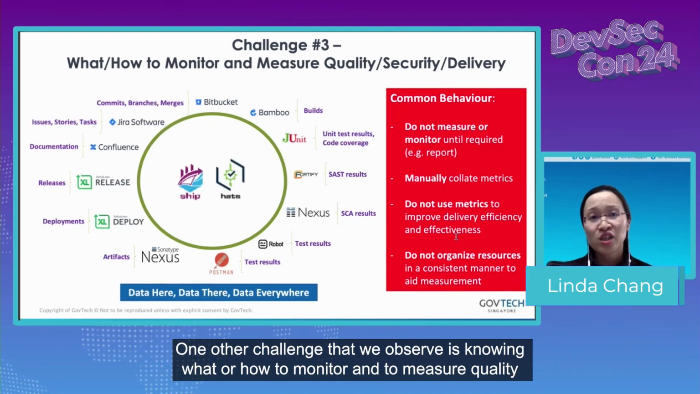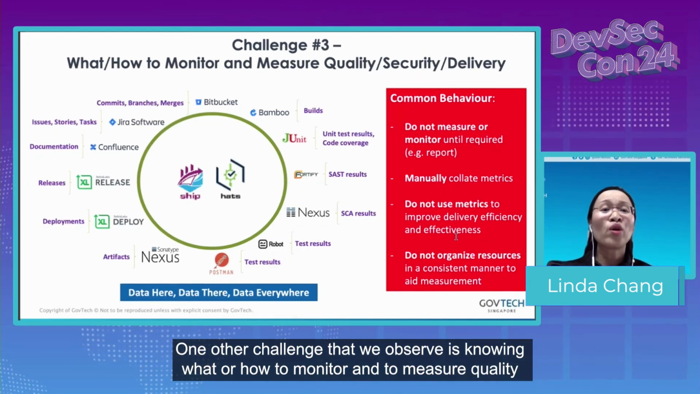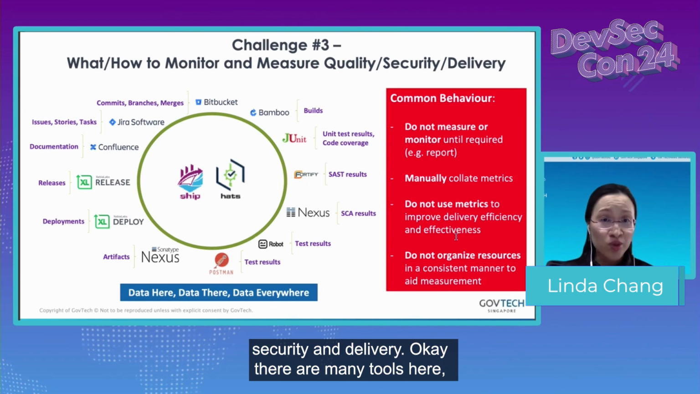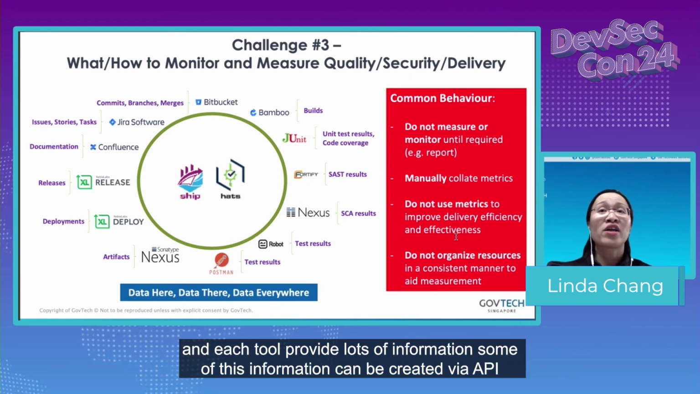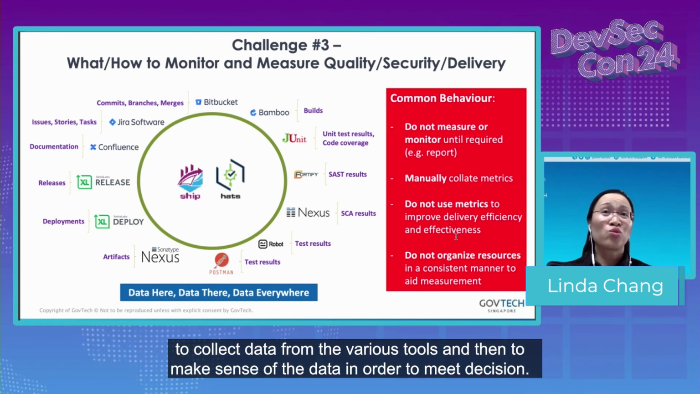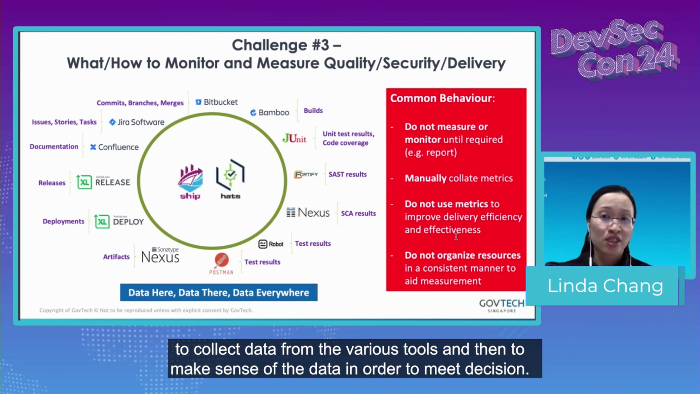One other challenge that we observe is knowing what or how to monitor and measure quality, security, and delivery. There are many tools here, and each tool provides lots of information. Some of this information can be queried via API, while some of the information is locked within the tool-specific data store. It can be difficult to collate data from the various tools and then make sense of the data in order to make decisions.